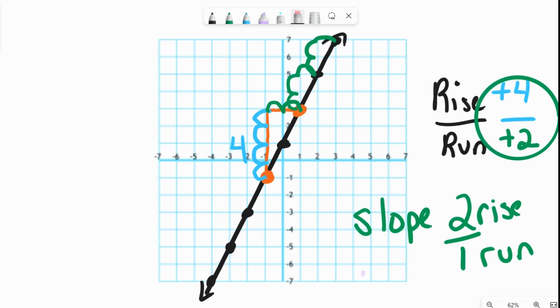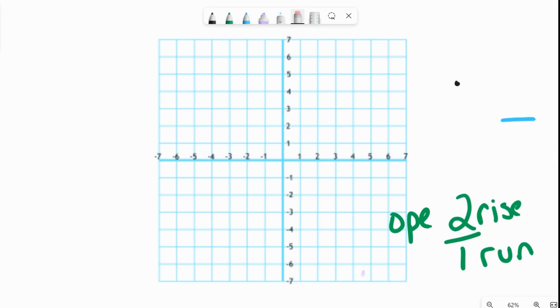Not sure if you can see that very well. Let's try with the highlighter. So I go up 2 and across 1. I could follow it anywhere on this line. I'm going up 2 and then over 1, and then up 2 and then over 1. And every time I do that, I'm going to hit the line because that's the pattern that's happening in the simplest form, the most simplified form, 2 over 1. That's my slope. So let's take a look at another line and see what happens.